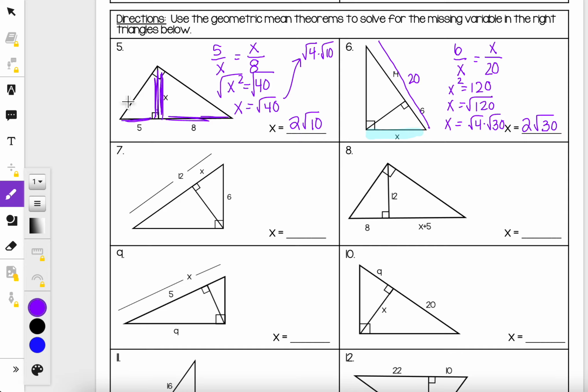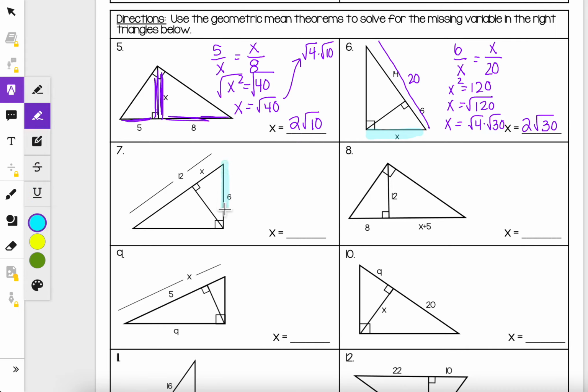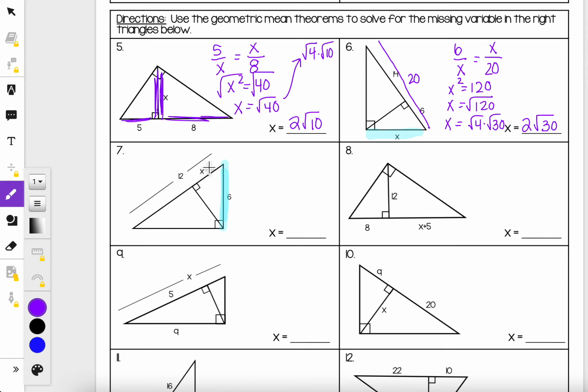For number 7, I want to decide which one of these theorems I'm going to use. So I look at my large right triangle. I'm not trying to find the altitude, so I have the leg. If you have the leg, you're still going to use that leg theorem. With that leg theorem, it's part of your hypotenuse, so that's going to be my x over the leg, which is 6, equals 6 over that whole hypotenuse, which is 12.